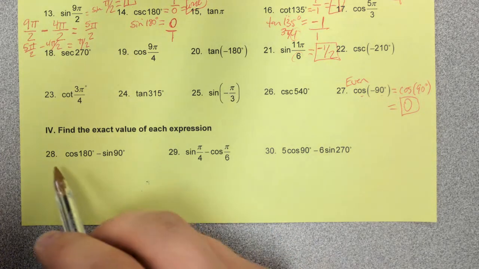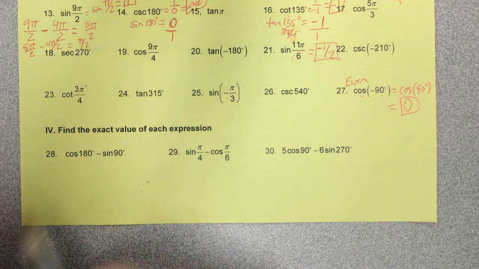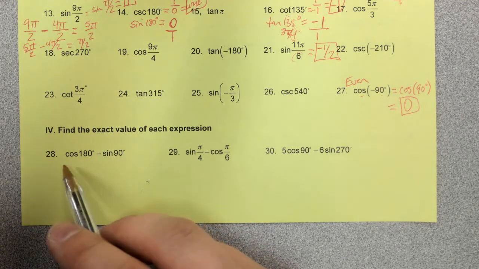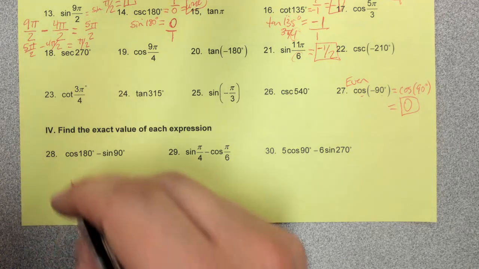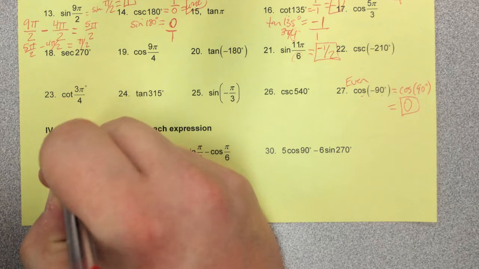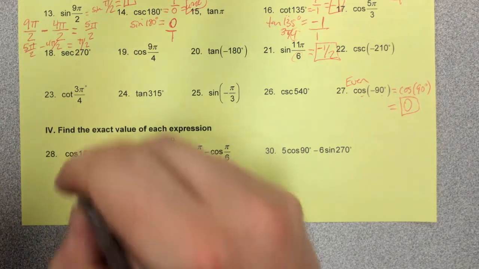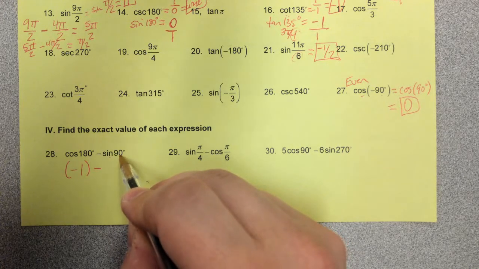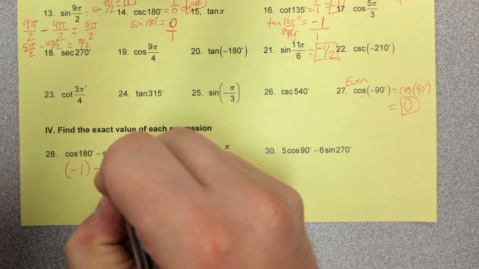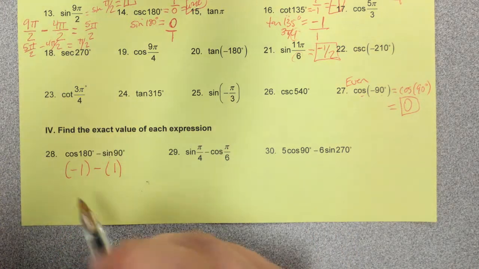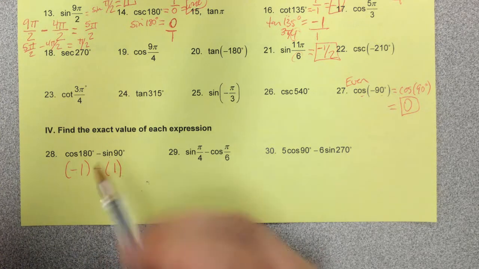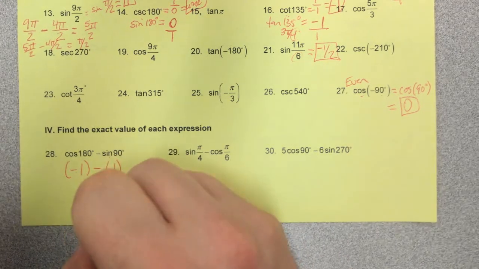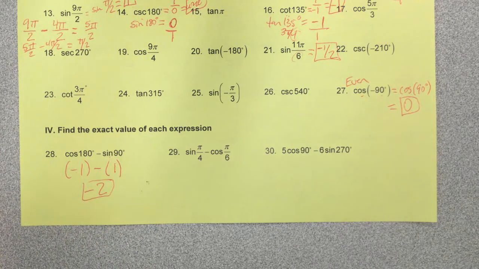So like this first one, cosine of 180 minus sine of 90, I can find cosine of 180, that's just -1. But then I want to subtract from that whatever sine is of 90. Well, sine of 90 is 1. So that means that this is -1 minus 1, so it's going to be -2. So it's just evaluating the expression.